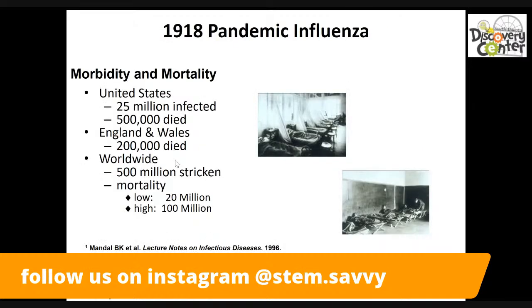The 1918 pandemic, as I mentioned, is the one that people talk about the most, especially now when we're in the middle of this coronavirus pandemic. This virus caused about 25 million infections in the United States and about 500,000 deaths. In England and Wales, 200,000 people died, and worldwide, about 500 million people were sickened by the virus, and estimates are anywhere from 20 to 100 million people died. Often they say about 40 million, like I showed on the previous slide.